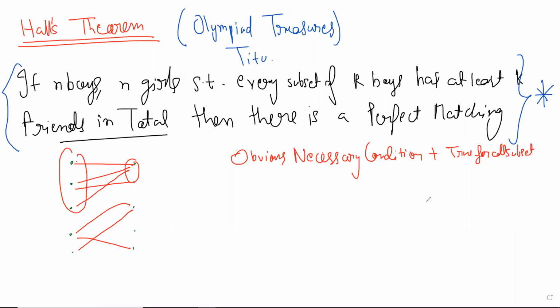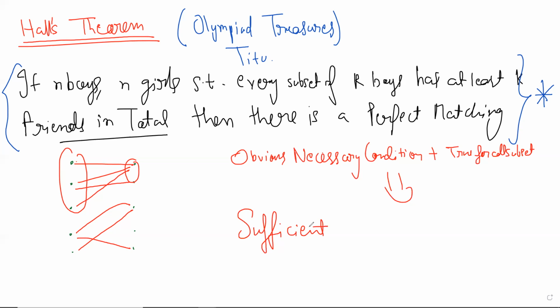Right? So we take a very obvious condition, and if it is true for all subsets, then it implies that it's also sufficient. So you see this, right? This is obvious in the sense that it's obvious as a necessary condition. Like if there is a perfect matching, then obviously if I pick three boys, they should have at least three friends. If I pick four boys, there should be at least four friends in total. Otherwise, it's impossible to make a matching. So it's a very obvious necessary condition. But now we are saying that this condition should hold for every subset. Okay, so then this becomes sufficient also.